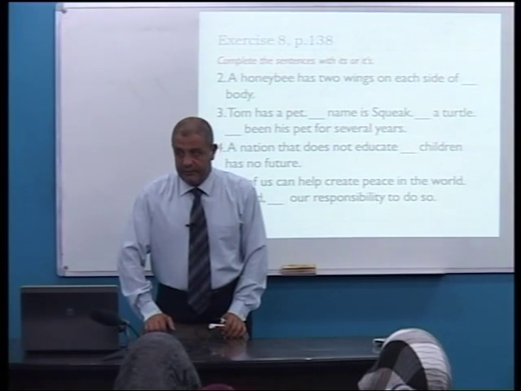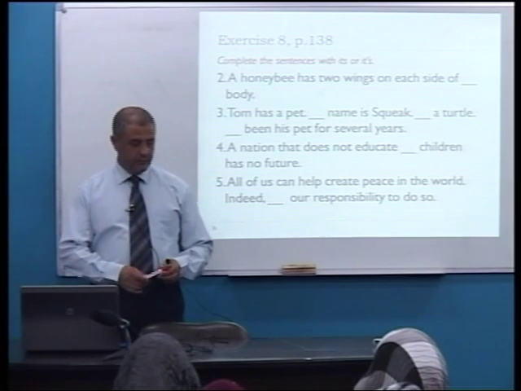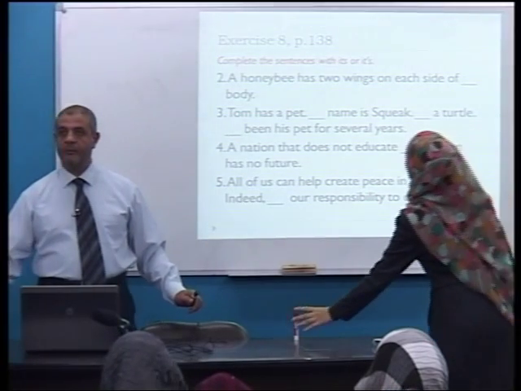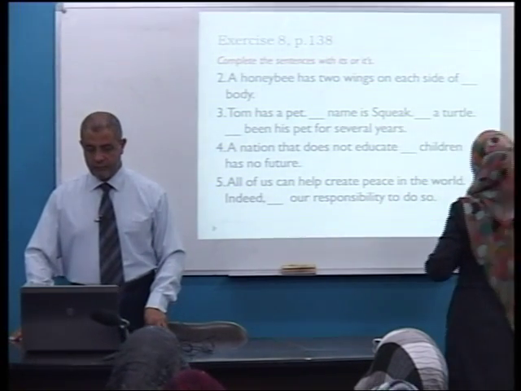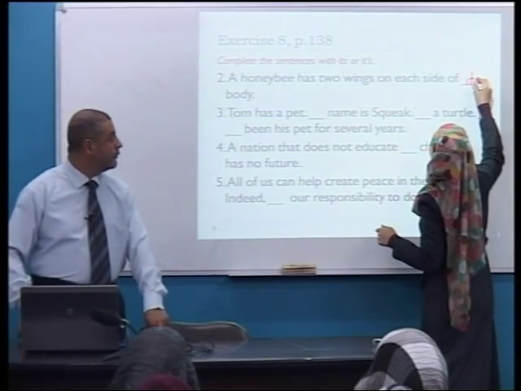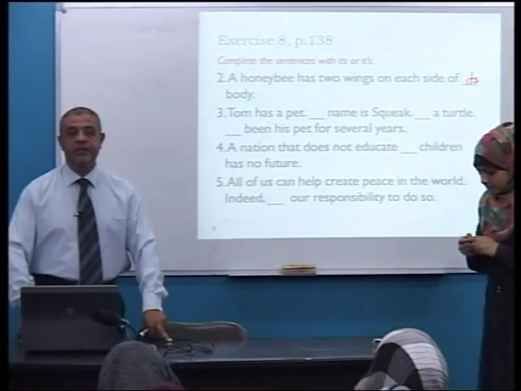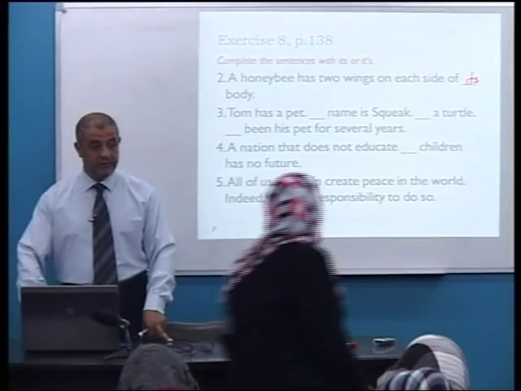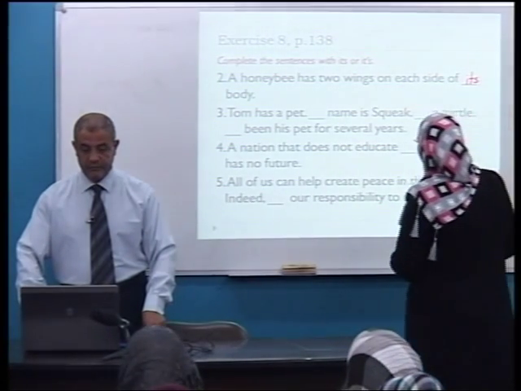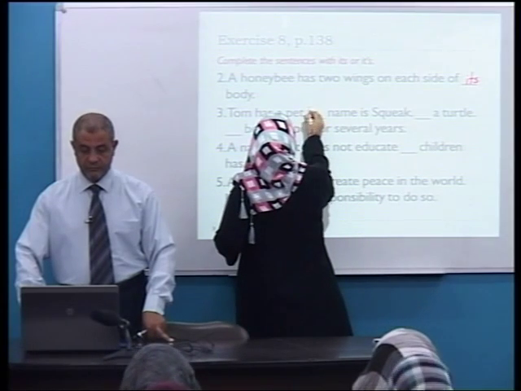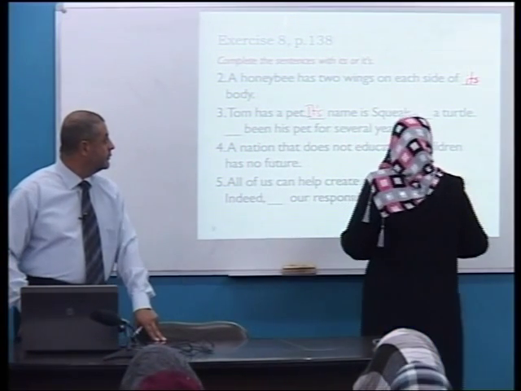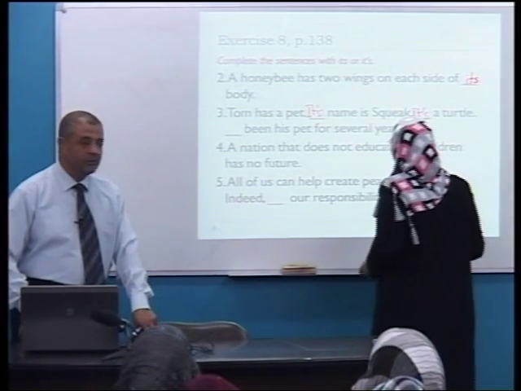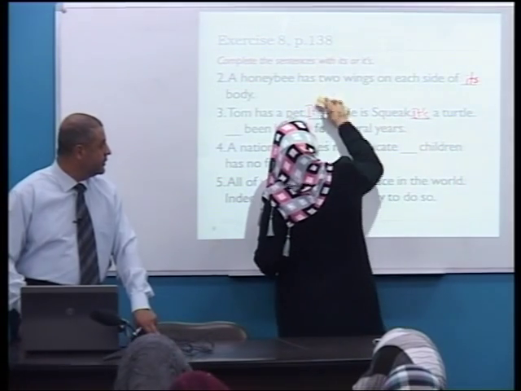Good. Now, number 1. Come. A honeybee has two rings on each side of its body. Thank you. Good. Next one. Yes, please. Get ready for number 4. Tom has a bed. Its name is square. Now, its name. Do we need apostrophe? No, we don't need apostrophe. Okay, good.